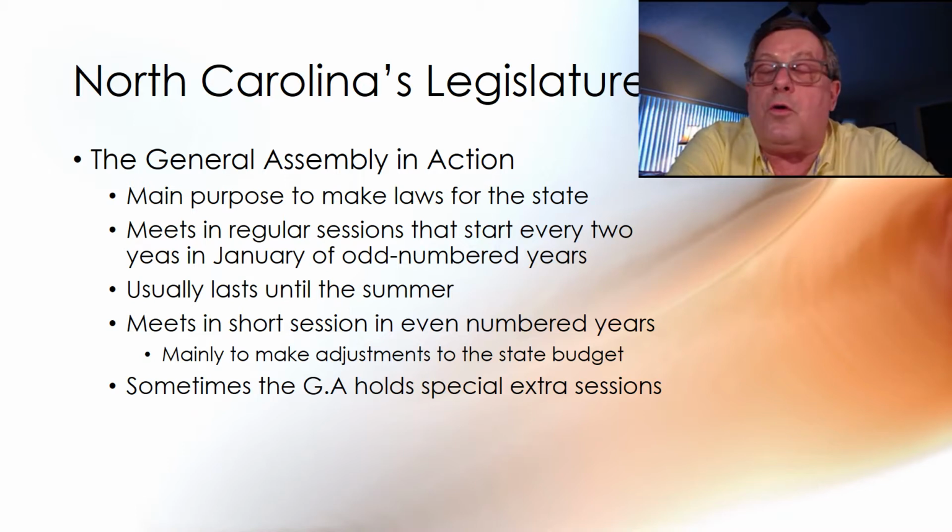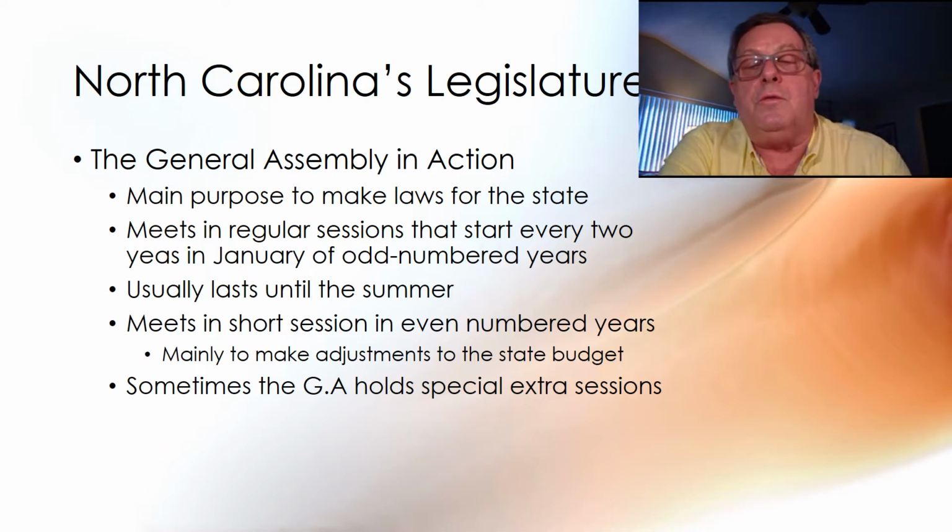They try to adjourn around June 30th, although many times it tends to carry on a little bit longer than that. Now, in the even-numbered years, they meet in short session, but the short session generally is only going to deal with where they may be making adjustments to the state budget. And from time to time, the governor may call for an extra session that we would call a special session.